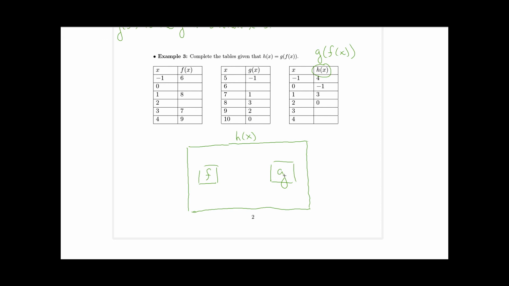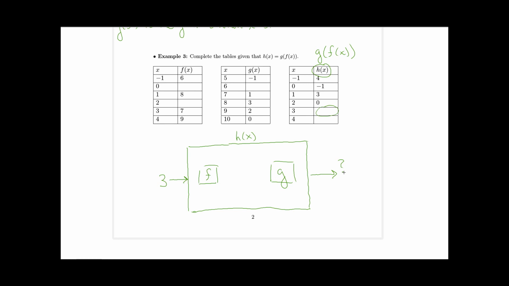All right, so let's just pick one of these at random to start with. A lot of times it's easiest to start with any blanks that are in the g of f of x, the composition of functions section. So let's try to fill in this one here. We're trying to fill in, what does the composition do to an x value of 3? In other words, what I need to figure out is, when 3 gets sent into this big function, what comes out the other side?